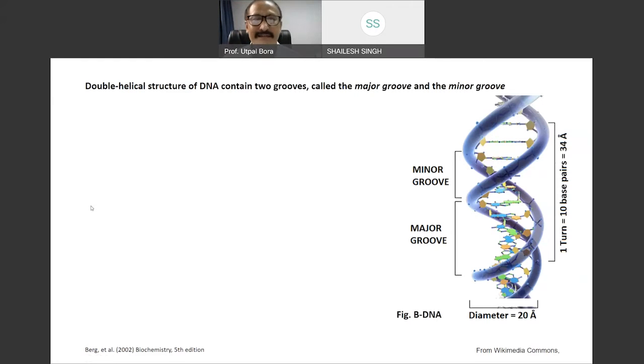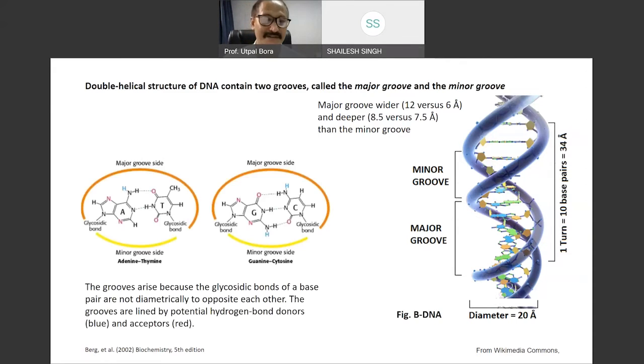So the DNA double helix structure contains two grooves, which are known as the major groove and the minor groove. Now, many of you may already know why the major groove and minor groove occur. Still, I will highlight that point once more to you. Something we need to remember is that the major groove is wider and deeper than the minor groove, and you can see the figures over there: 12 versus 6 angstrom and 8.5 versus 7.5 angstroms.